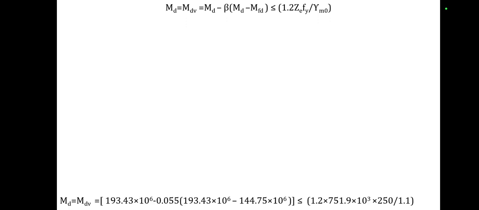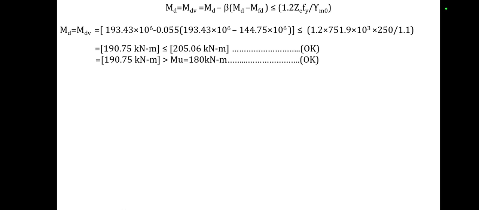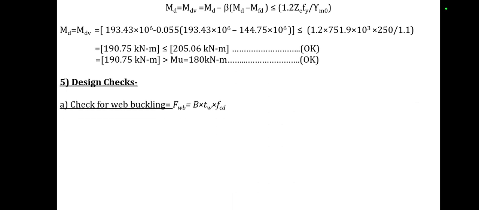Substituting all these values into our formula, we get the value of MD, that is MDV, is equal to 190.75 kilonewton meter, and it is less than 1.2 ZE into Fy divided by gamma m0, and greater than Mu, that is 180 kilonewton meter. Hence, our next step is to calculate the check of web buckling.